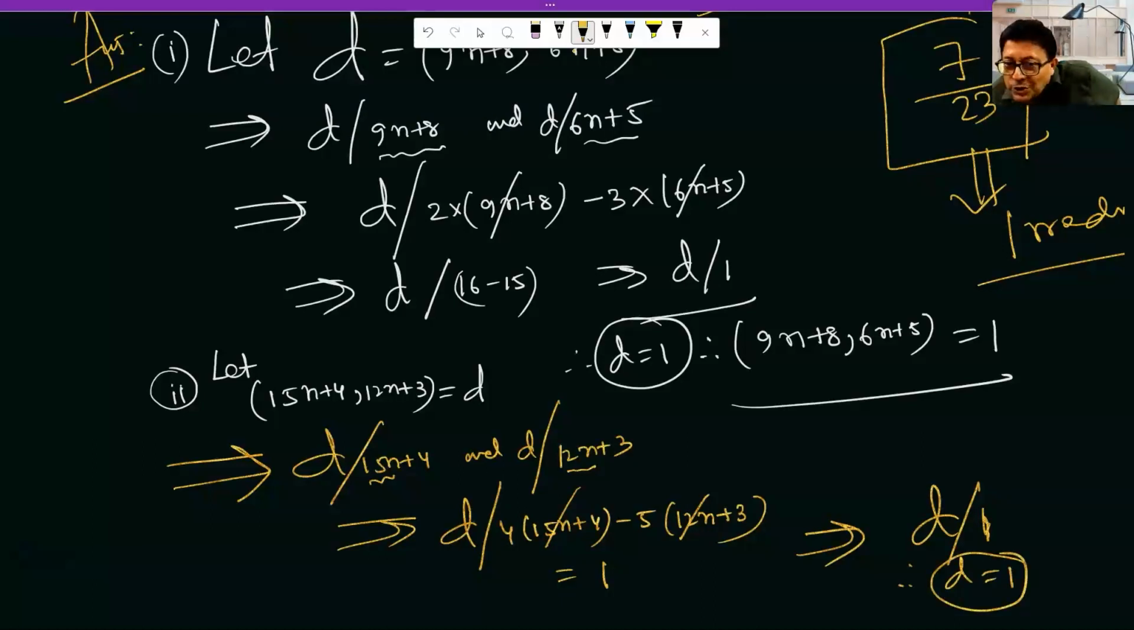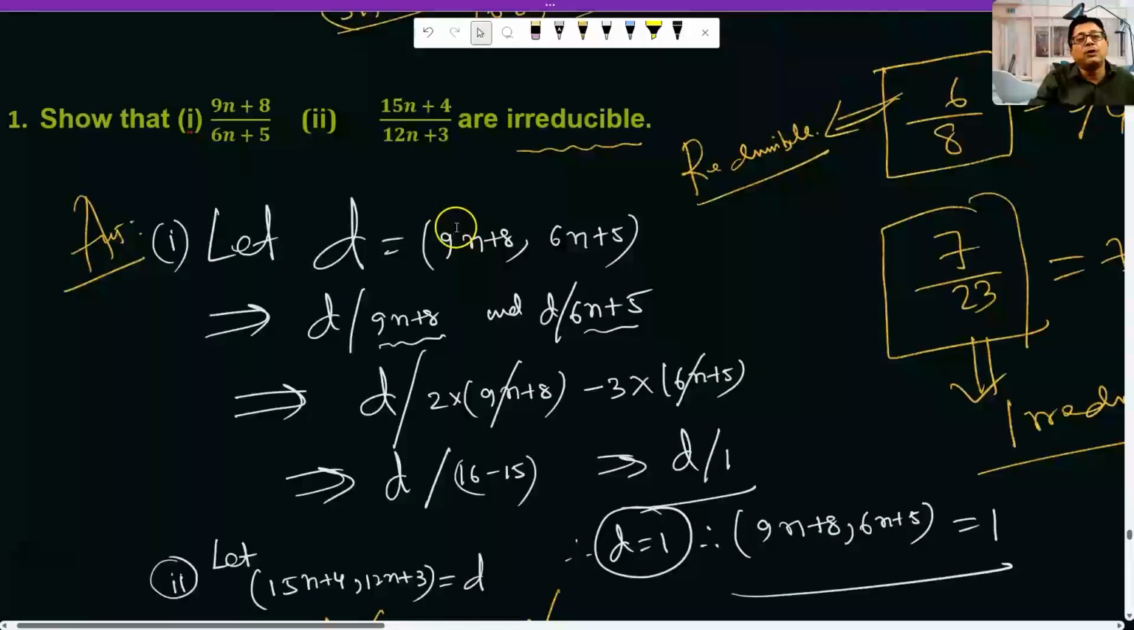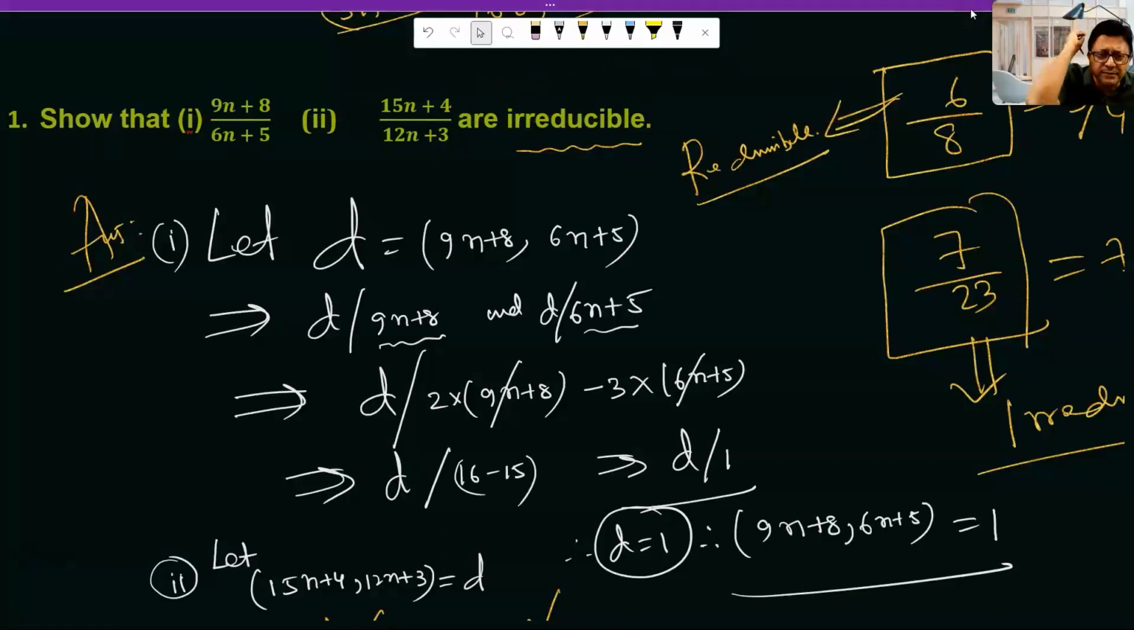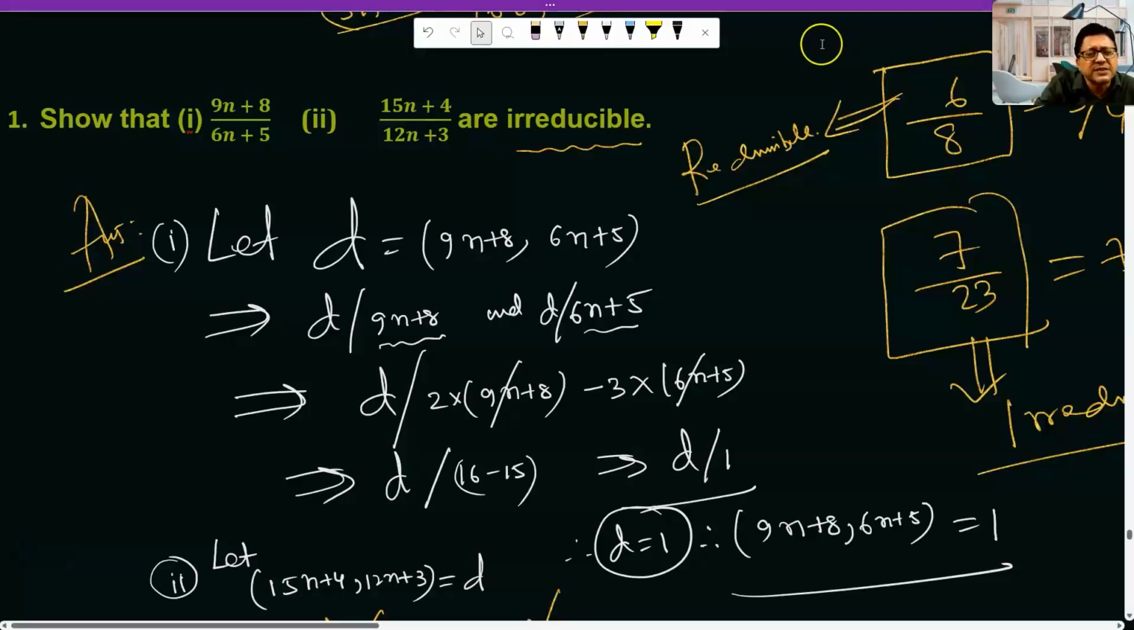Understand? So in the second fraction also, you cannot get any common factor, never, ever, by putting any value of n. This kind of fraction is irreducible. It's a very important problem in integers, in number theory.